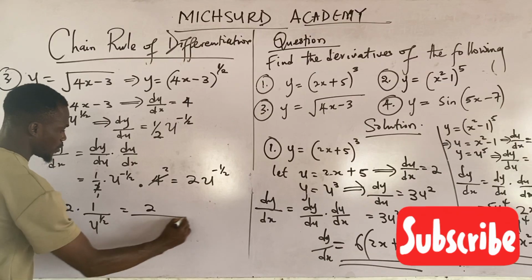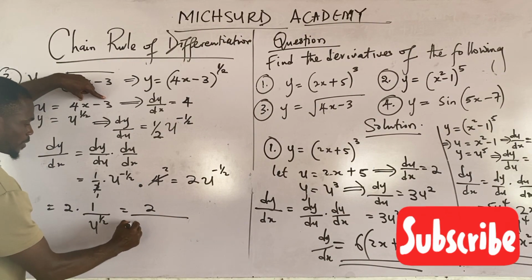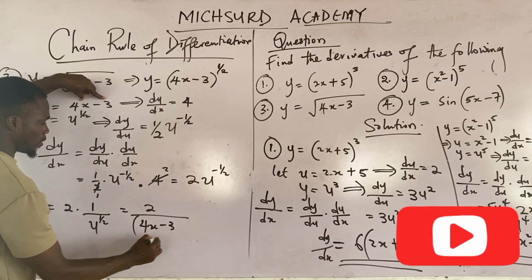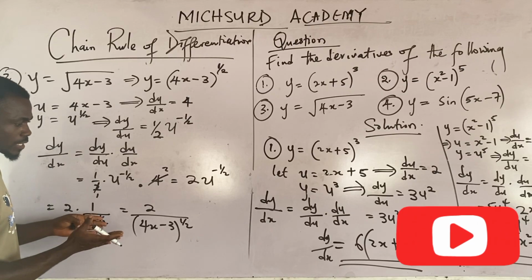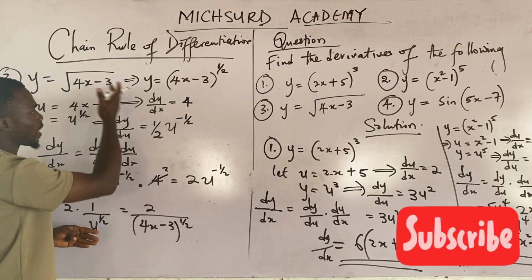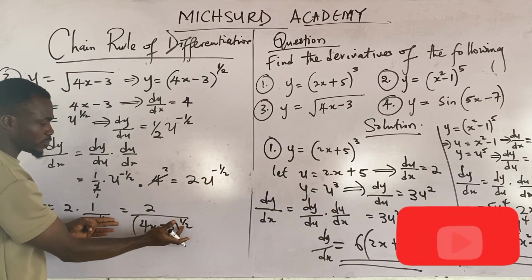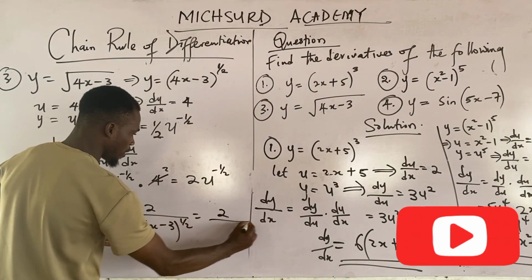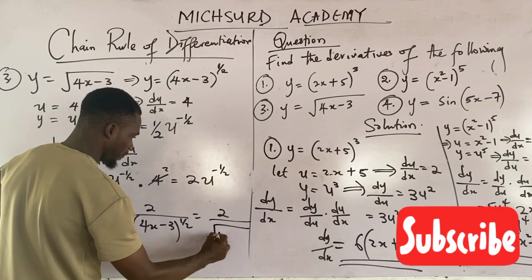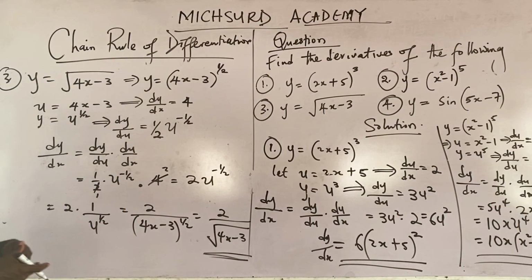So now 2 can multiply here. We'll be having 2 all over, then u is set to be 4x minus 3. So we have 4x minus 3 all raised to power half. Now, in standard form, we can decide to write this as a square root, just like we converted from square root to power half. Whenever we see power half, we can rewrite it as square root. So that will give us 2 all over square root of 4x minus 3. So that gives us our dy/dx. So that is how you differentiate functions like this.